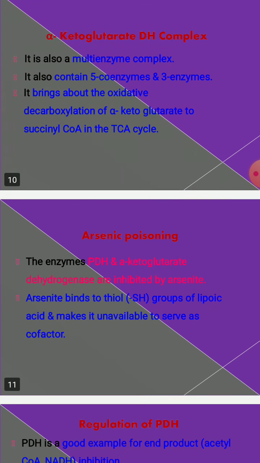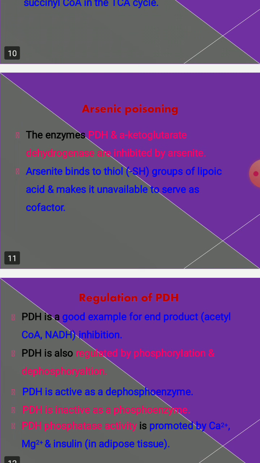So this enzyme PDH will also be inhibited by another inhibitor, that is arsenic, which we can call arsenic poisoning. This enzyme PDH and alpha ketoglutarate dehydrogenase can also be inhibited by this arsenate molecule. It binds to the thiol group of the lipoic acid moiety and makes it unavailable to act as a cofactor for the reaction to carry out, right? So it will make the cofactor unavailable to be involved in the mechanism of the reaction.